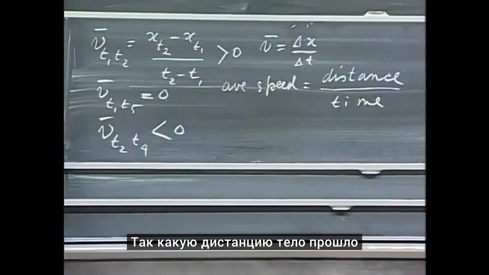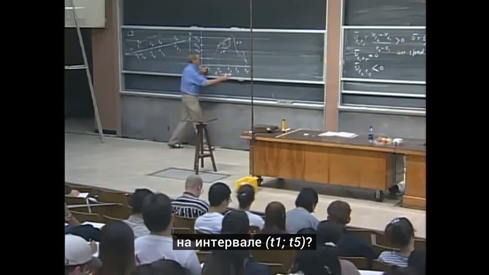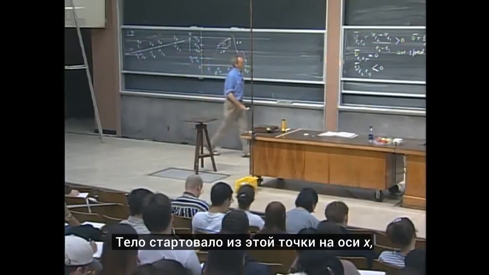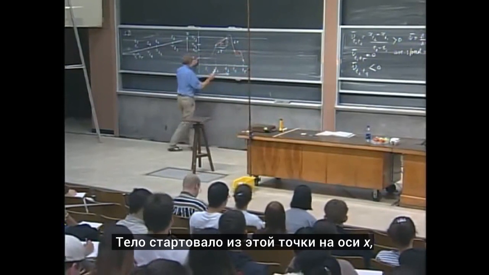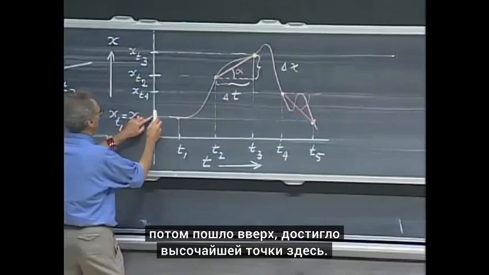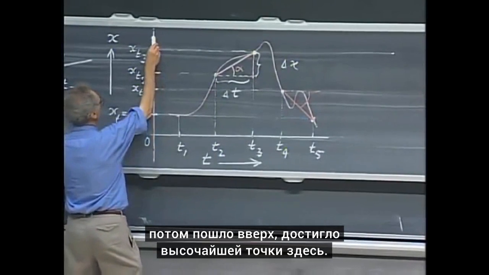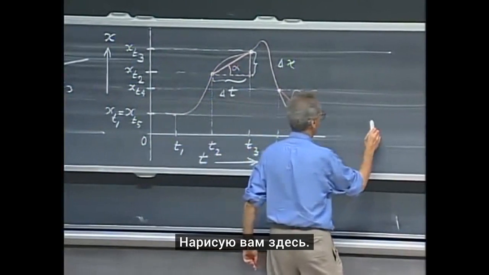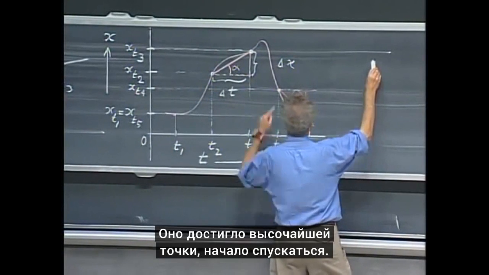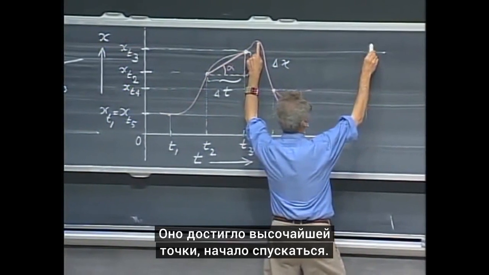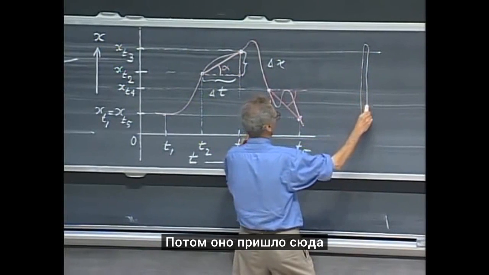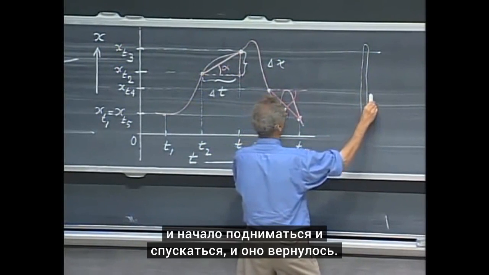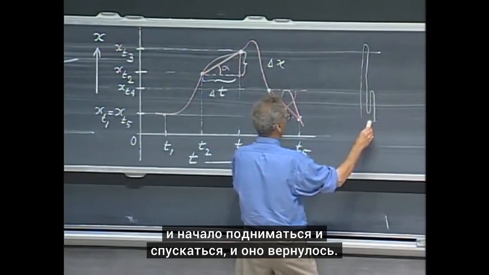Now, what is the distance that the object traveled between time t1 and time t5? Well, the object started at a position here on this x-axis, and then it went up, reached the highest point here. So I'll make a drawing for you here. Reached the highest point here, then it went down, and then when it went here, it went up again, and it comes down again, and it's back.